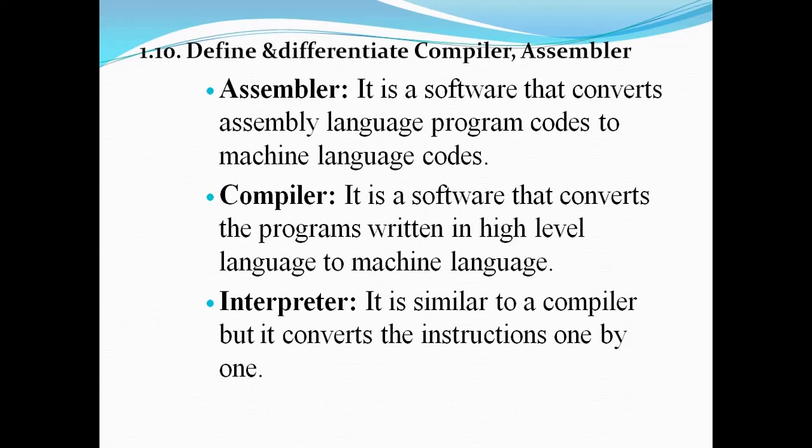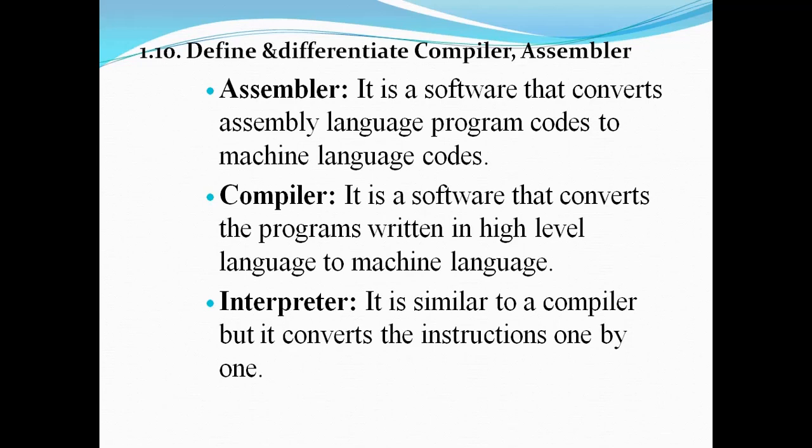it is also a software that converts the program written in high level language to machine language. Compiler converts the high level language to machine understandable language. High level language is in the form of English text language. Here we use English words and phrases. Okay, the compiler converts this high level language to machine language.